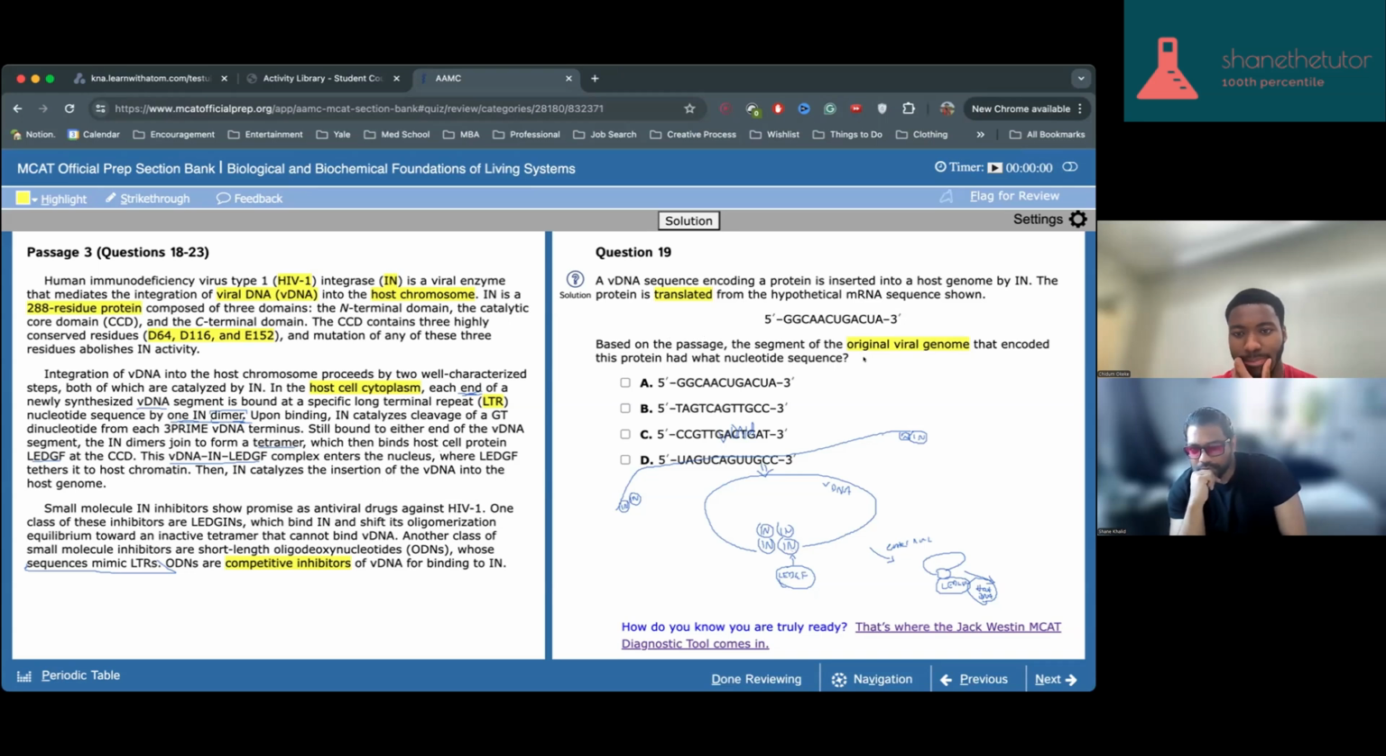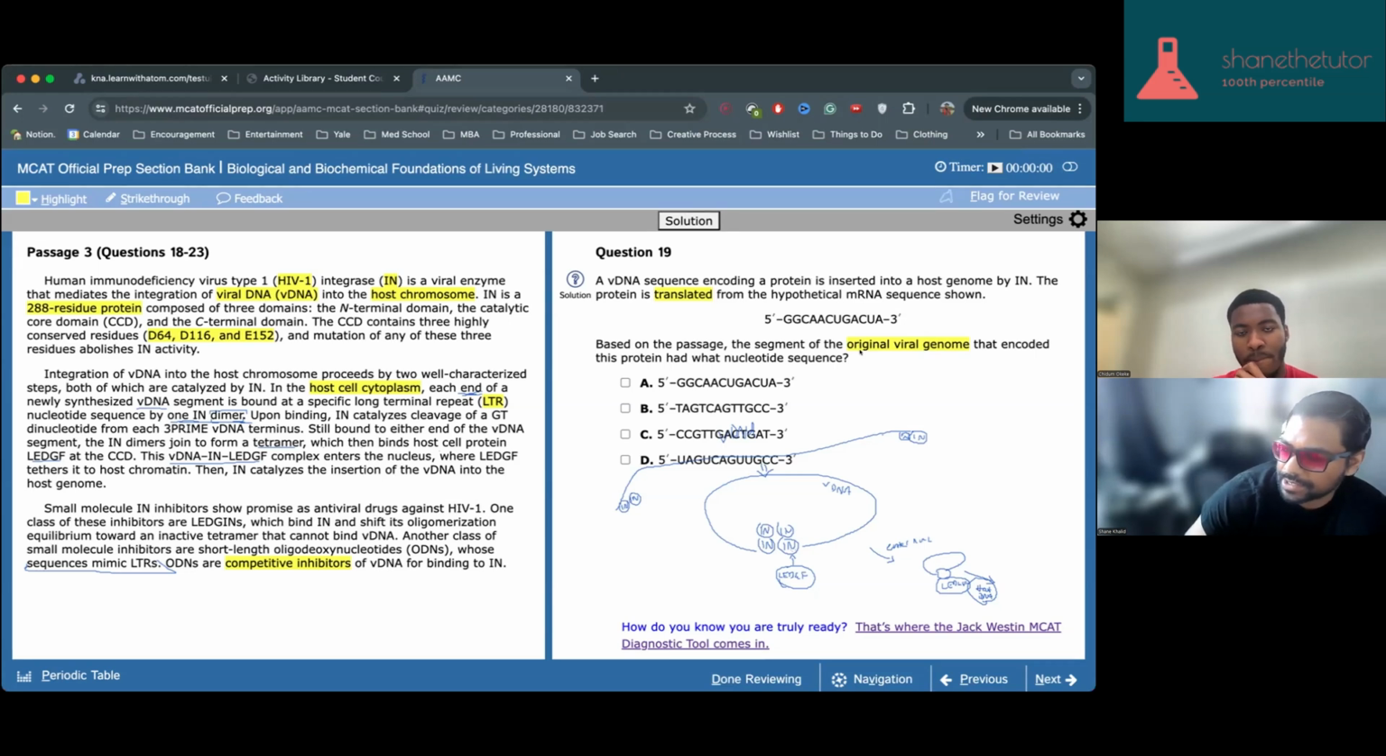So another point is the distinction that this isn't the sequence that's translated. This is what it's being translated from. And so if it's being translated from something and it's asking what the original genome is, then it would be exactly this.